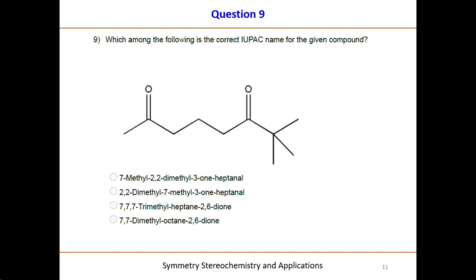This is question number 9. In question number 9, again we have to find out the prefix, parent chain, and suffix. The same thing. So here we have two functional groups, right? Two ketones. Both are ketones, so both are suffix here. We will consider both as suffix.